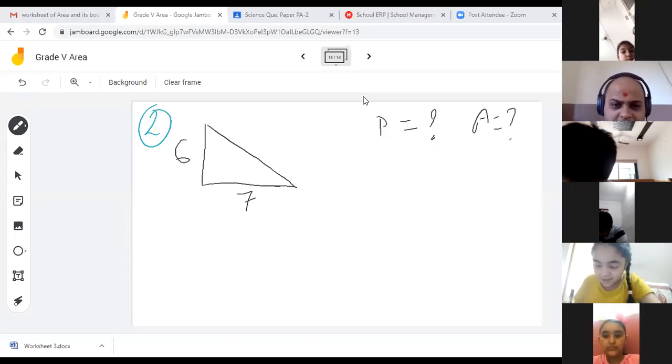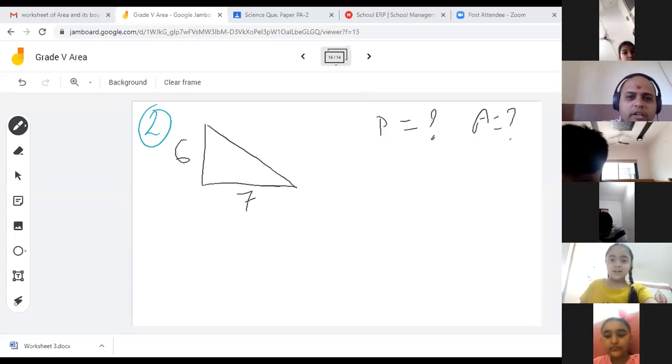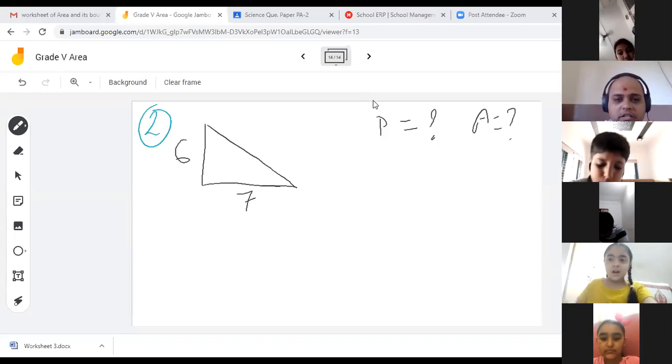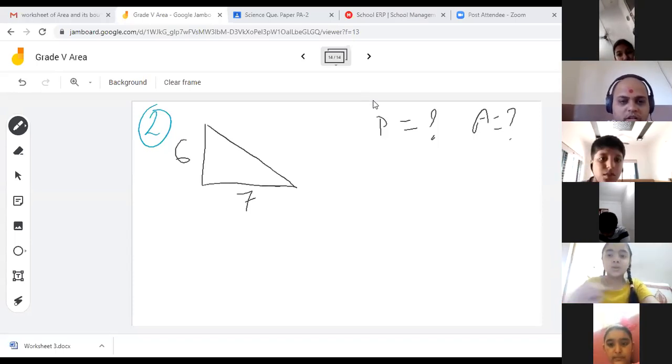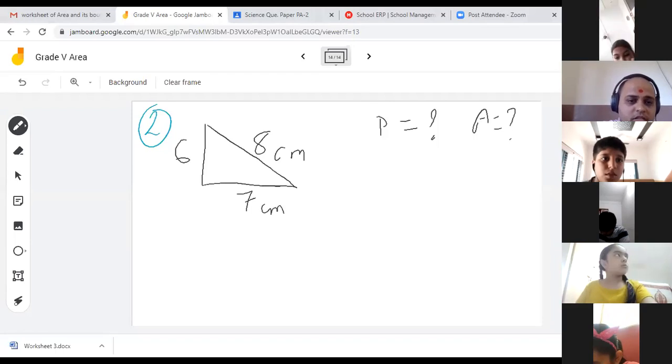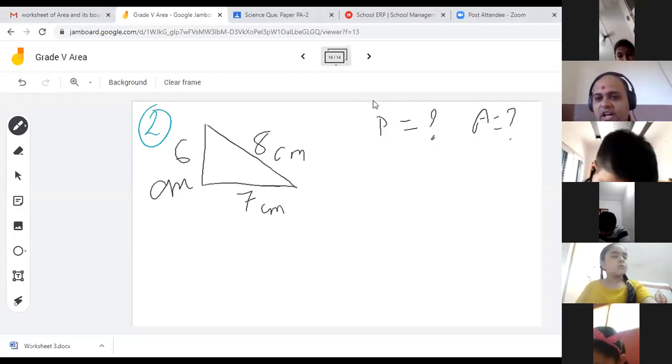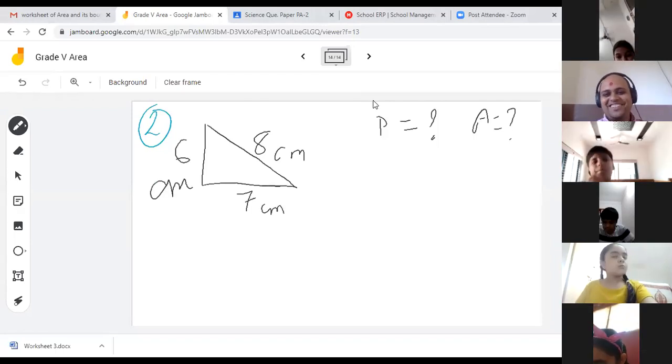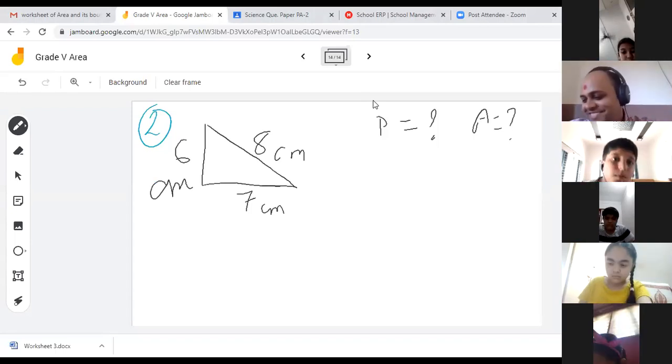Perimeter is 20 centimeter. Sorry, my mistake here. 6, 7, and I should have given one more here. Yeah, okay. And everything is in centimeter. Okay, my mistake. Come on. Now the perimeter will change. Sorry if you have already done. Come on, do it fast.